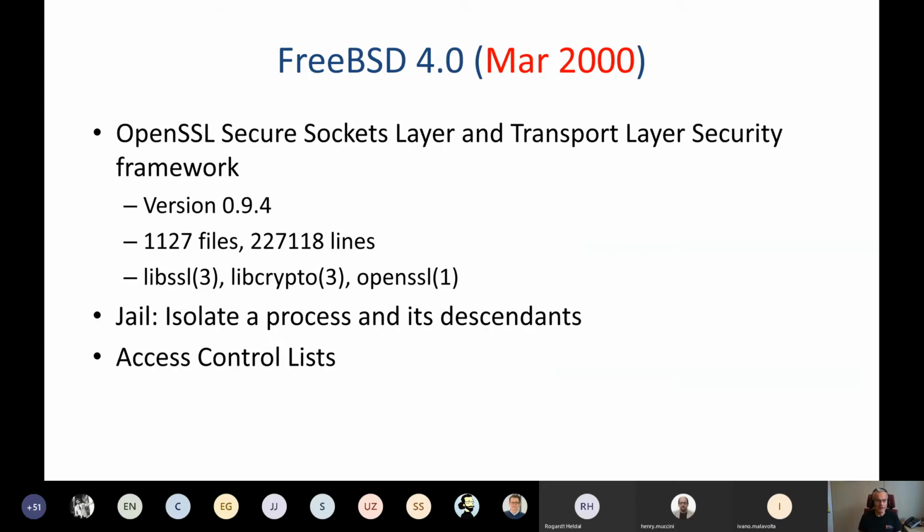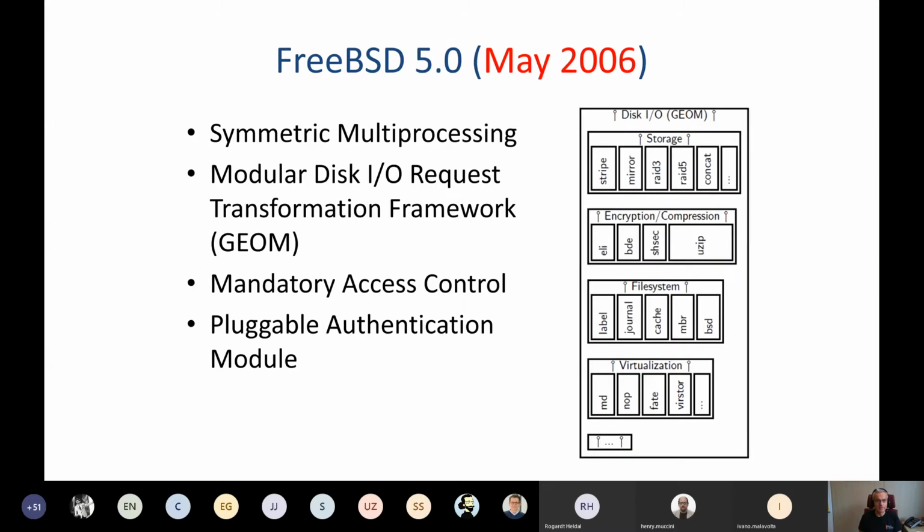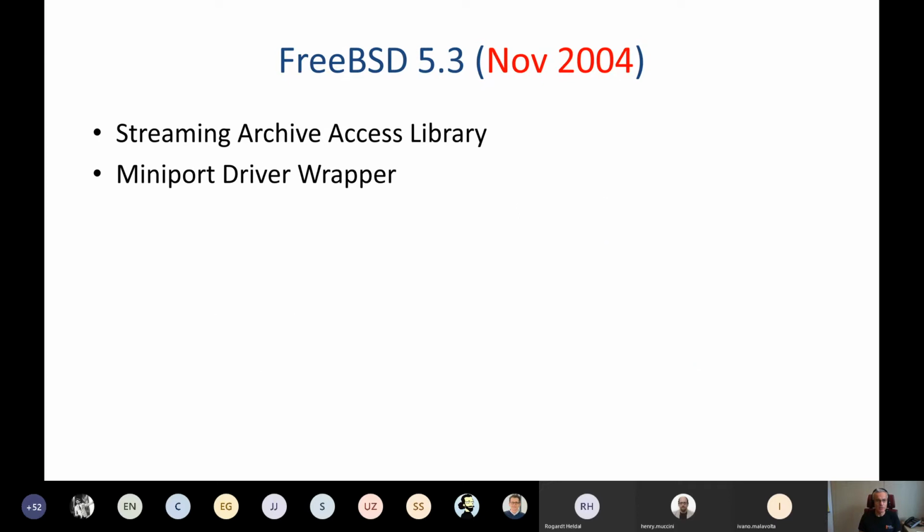4.0 introduced OpenSSL, 1100 line files, 700,000 lines, jails to isolate a process and its descendants, and access control lists. With 5.0, we got symmetric multiprocessing, the modular disk I/O request transformation framework, GEOM, another architecture you see on the right, mandatory access control, and a pluggable authentication module.